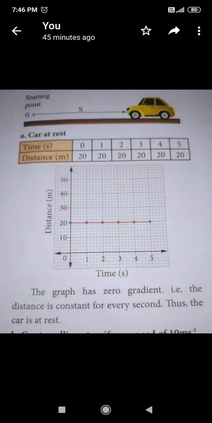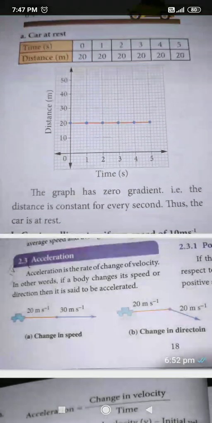See, the car is moving from 0. Car at rest. First, rest means it won't move, so there is no change. So the graph has 0 gradient. See, 0 to 20 and 1 to 20. All of them are at the 20 point. So it should be a straight line first. So the distance is constant for every second and the car is at rest.